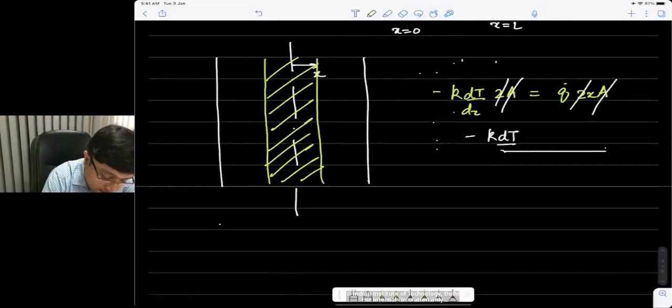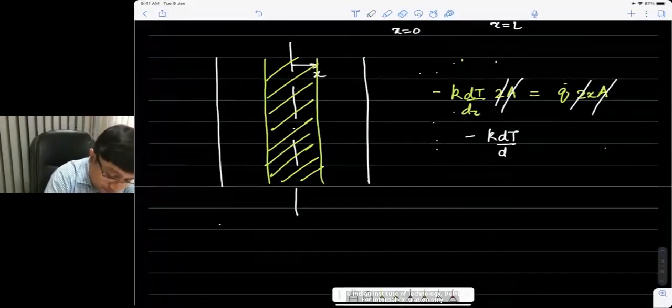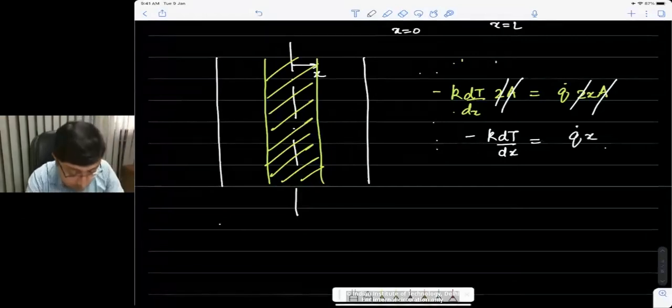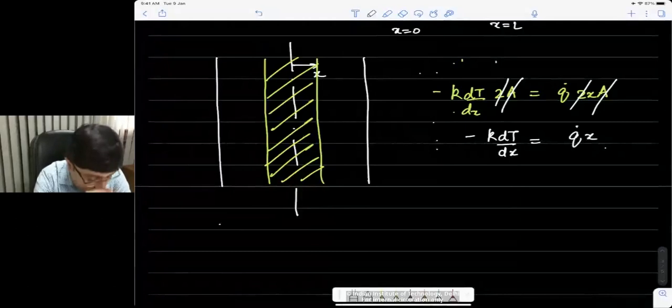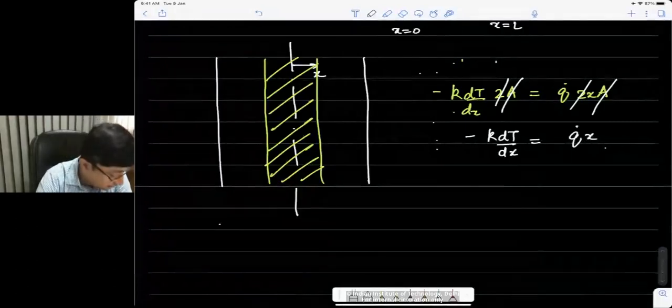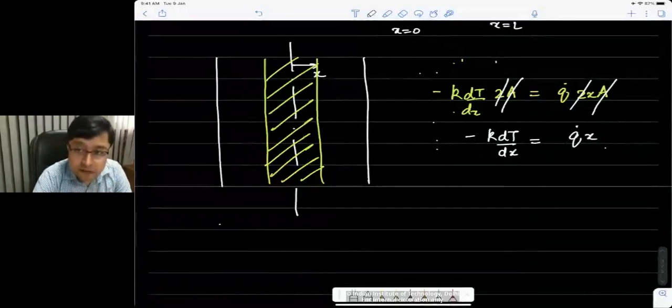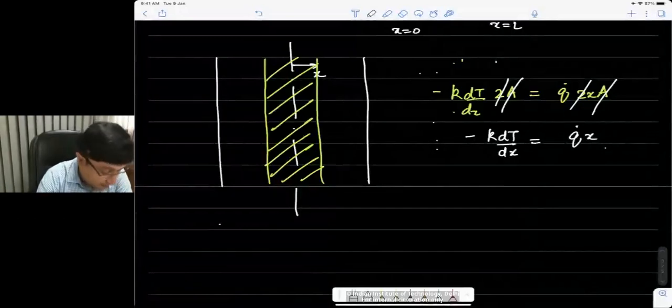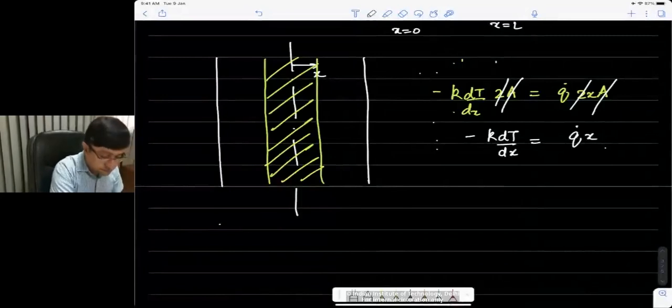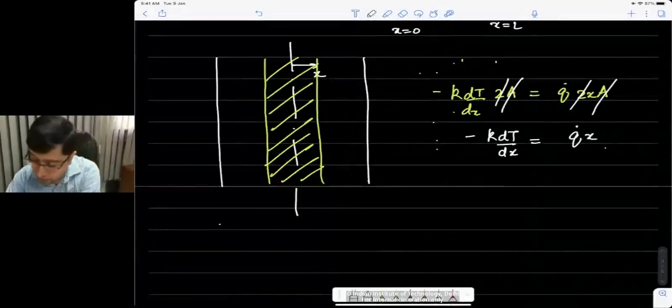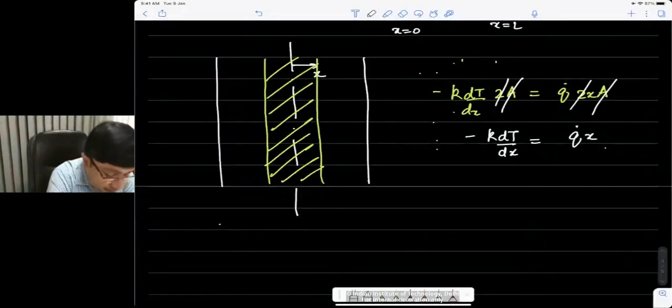So we have minus k dT/dx is q dot into x. Now you can see that this is the same as what we had originally when we were using the differential approach. So you can integrate this again, and we get the same answer all over again, except this time, of course, this is for the symmetric boundary condition case. So this is based on overall energy balance.